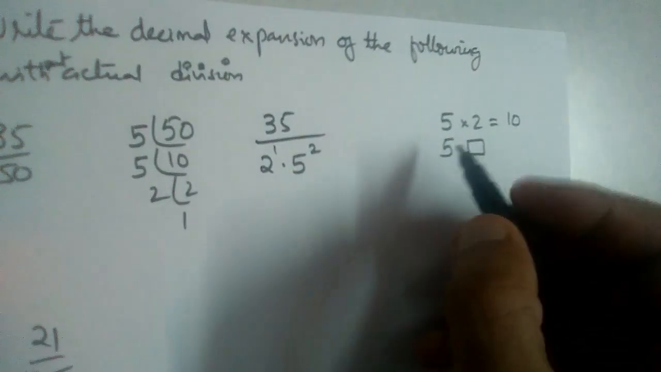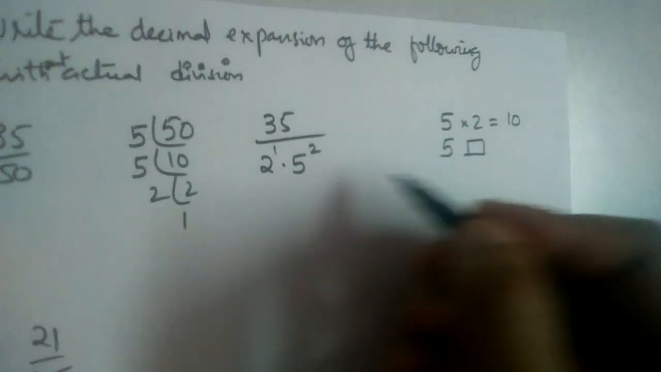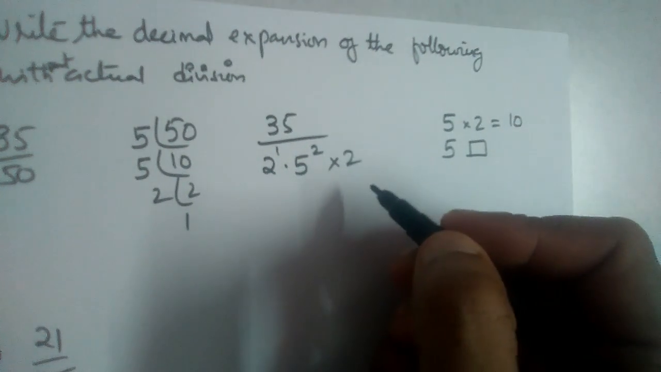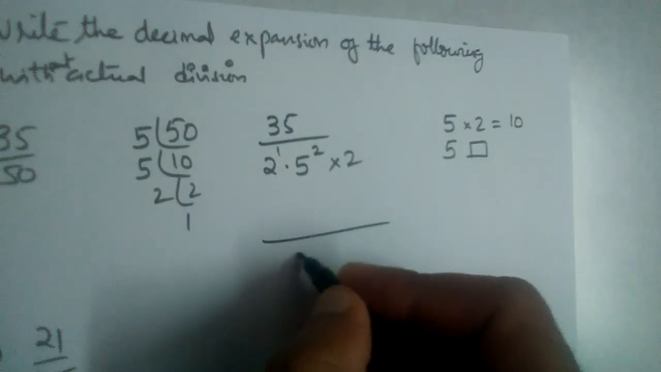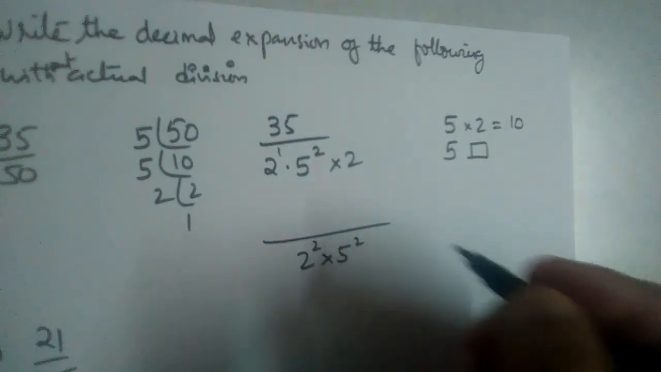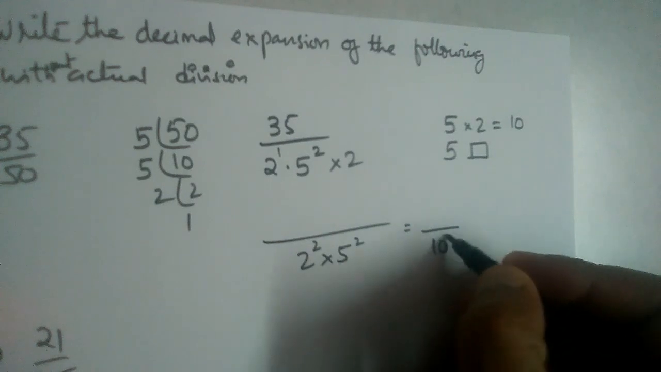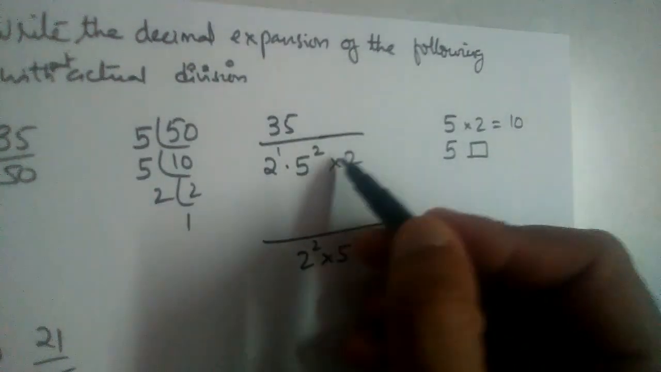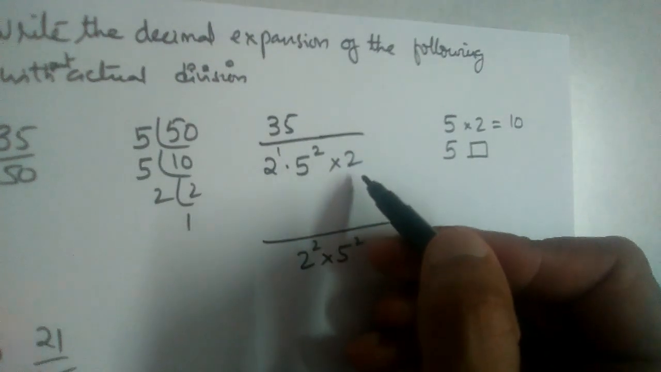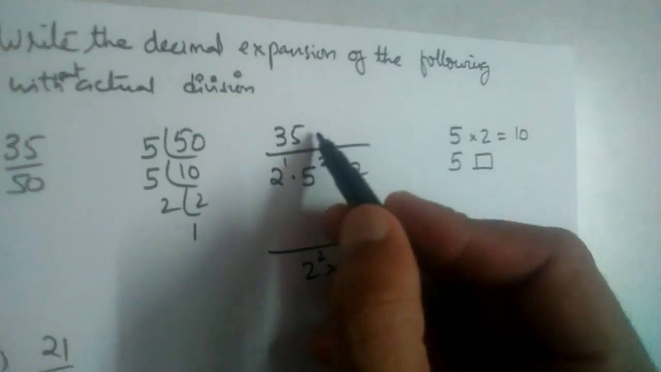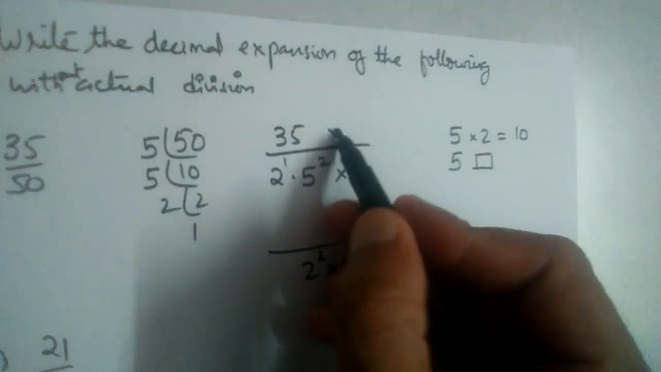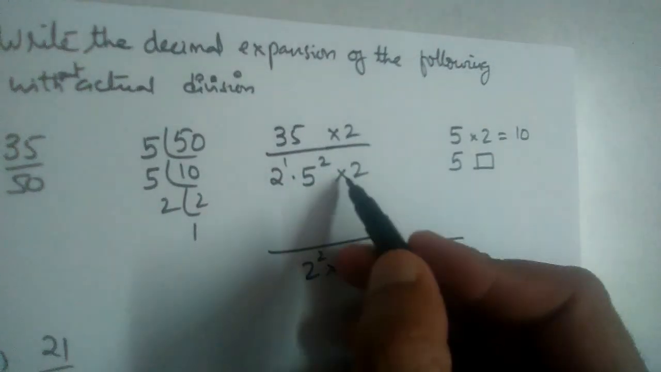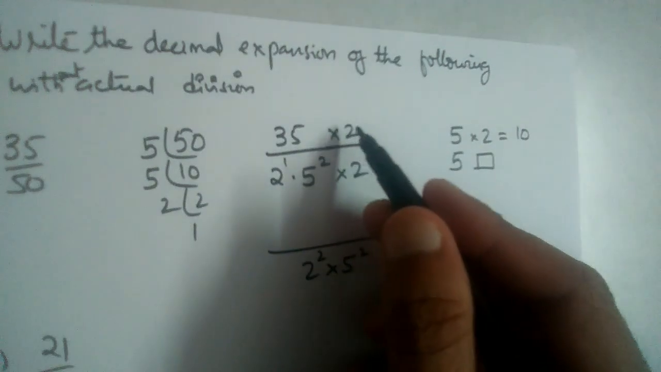So we should multiply the denominator with 2. Why? Because this will become 2 square and this will become 5 square. We can write this as 10 square easily. I just cannot multiply the denominator and leave the numerator like that, right? Whatever I do in the denominator, I should do the same thing in the numerator. So multiply numerator and denominator by 2.